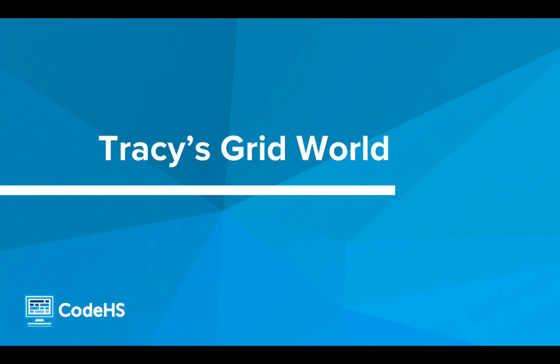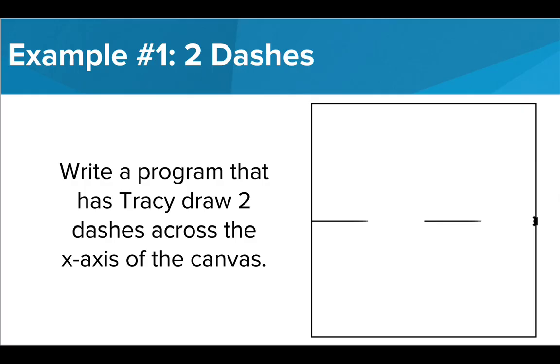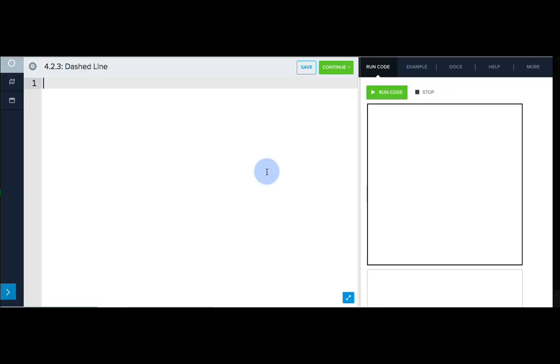Let's try out an example in the editor. In this program, we want to write a code that will tell Tracy to draw two dashes across the x-axis of our canvas.